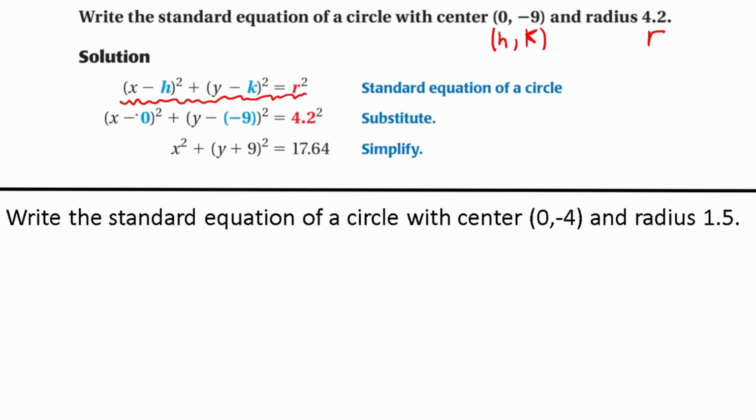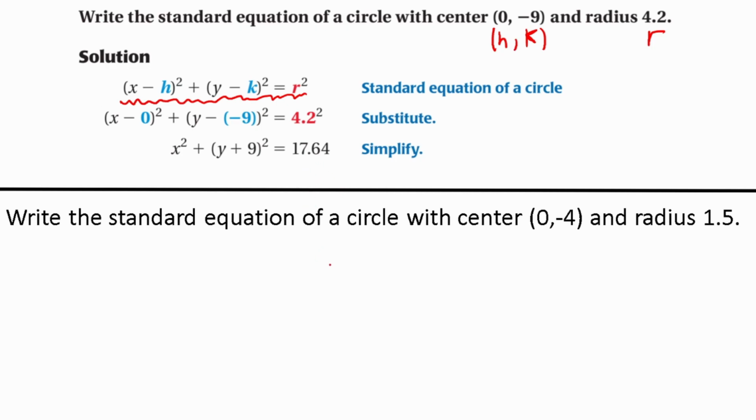And then they simplify. Since we have x minus 0, that doesn't mean anything, we could just have x, so we get x squared. Plus (y plus 9). Where did they get this plus from? Well, it's because we have a negative and a negative right above it, so you combine those negatives and it gives you a plus. We leave this as the quantity (y plus 9) squared because it's in the parentheses. And last but not least, on the right side of the equal sign, all they did was square 4.2, which gives me 17.64.